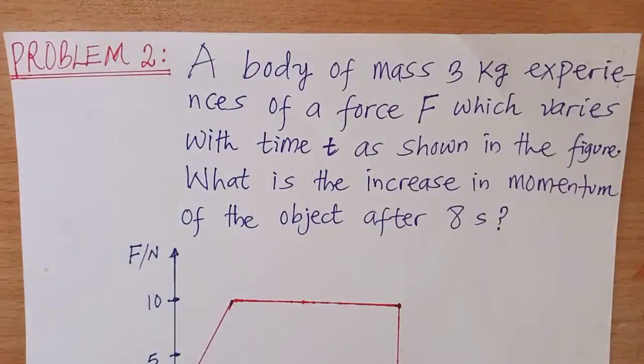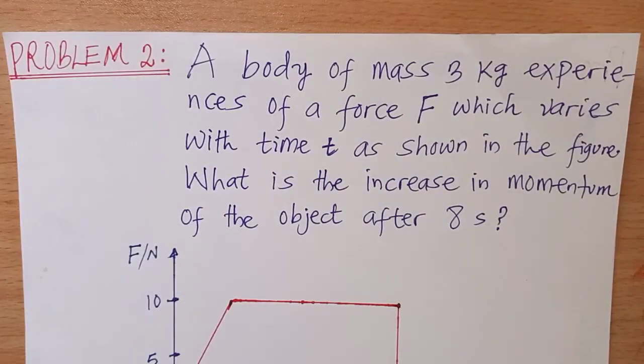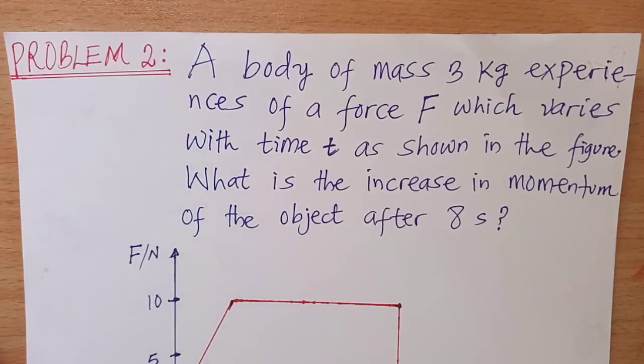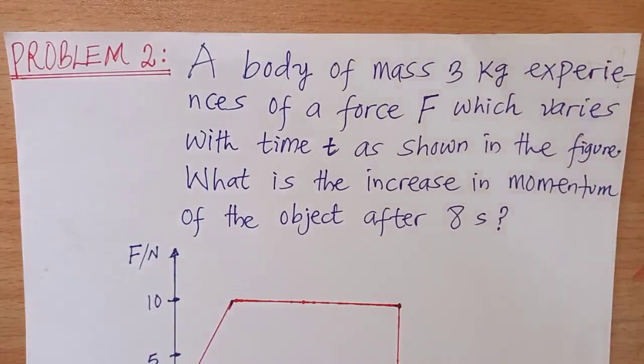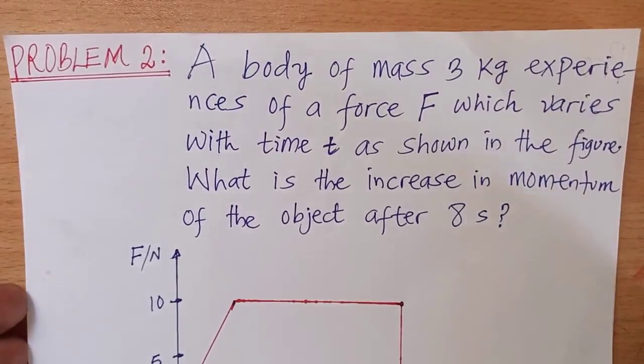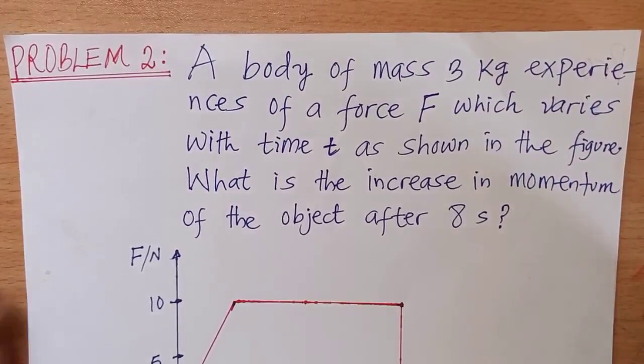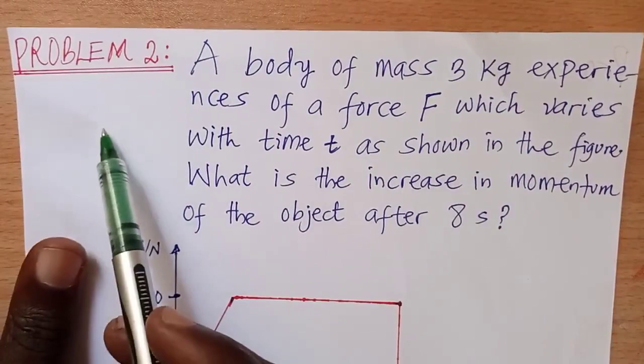Now this problem is about the impulse momentum theorem. According to the impulse momentum theorem, when the momentum of a body changes because a force is applied on the body and that force changes the velocity from an initial value to a new value, the momentum changes. That change in momentum is equal to the impulse, and this is a consequence of Newton's second law of motion. Okay, let us read the problem.